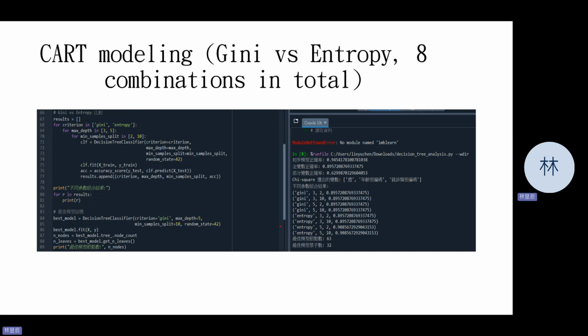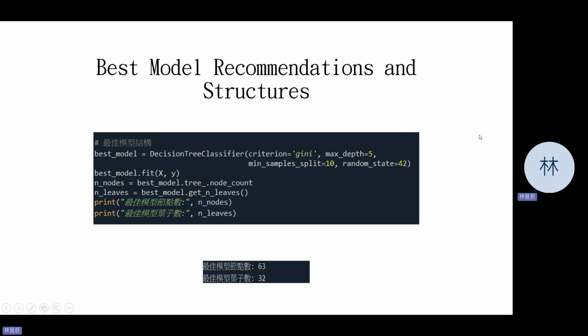And the CART modeling, Gini and entropy, 8 combinations in total. The right picture shows the data that Gini and entropy produce. And the best model recommendations and structures. The optimal number of model nodes is 63, and the optimal model leaf number is 32.